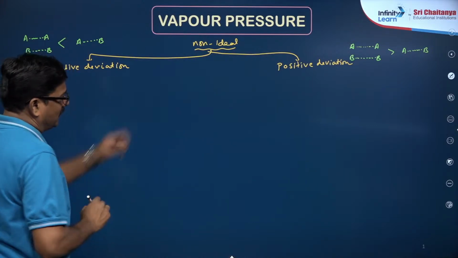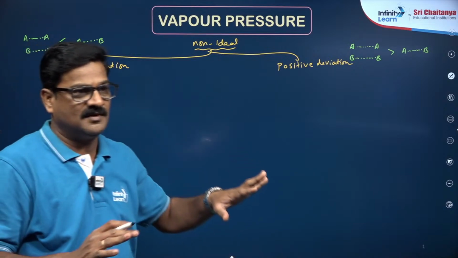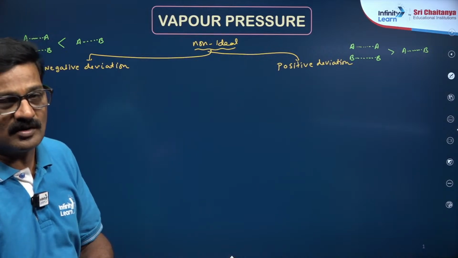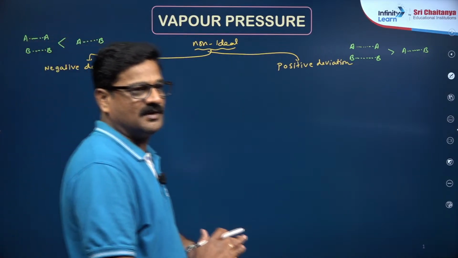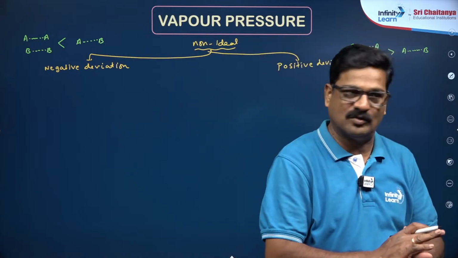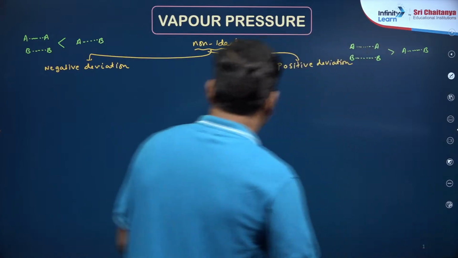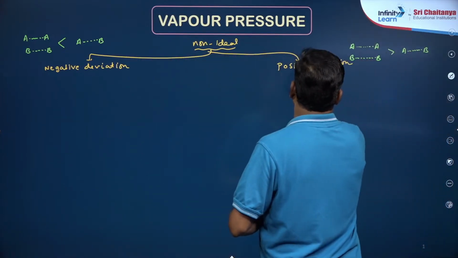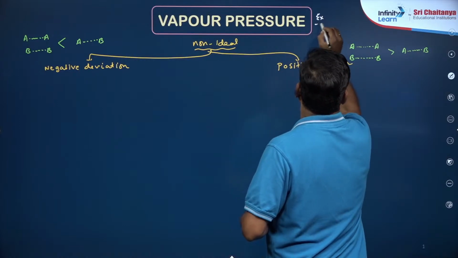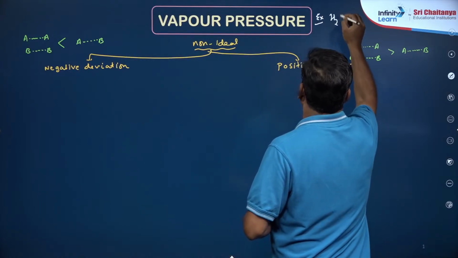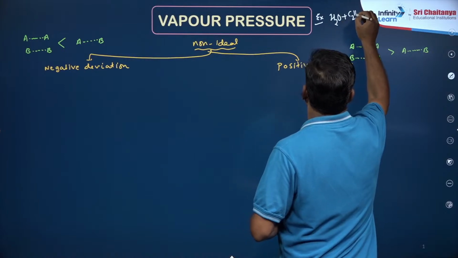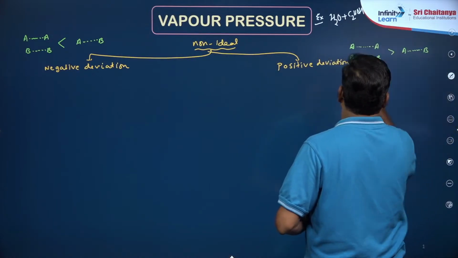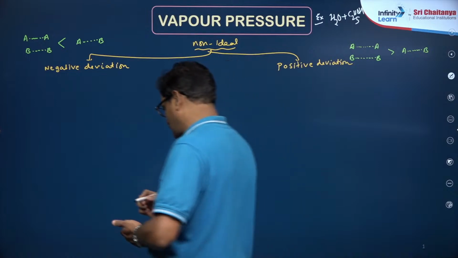Say an example. First, we will take an example. In negative deviation or positive deviation, Ravindra Reddy, do not obey Raoult's law. Yes, of course, both do not obey Raoult's law. What you said is correct. Okay, so I want to give you an example: water plus ethanol, C2H5OH. The understanding level should be there from the example itself.